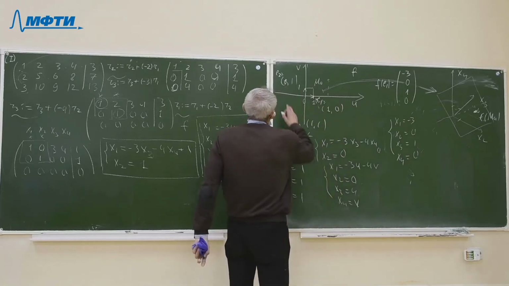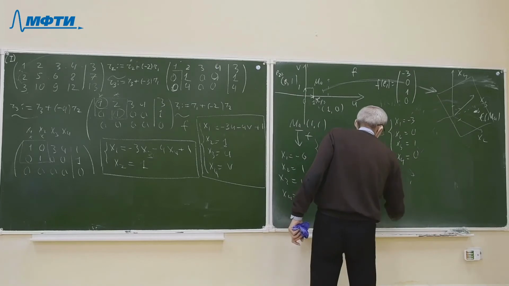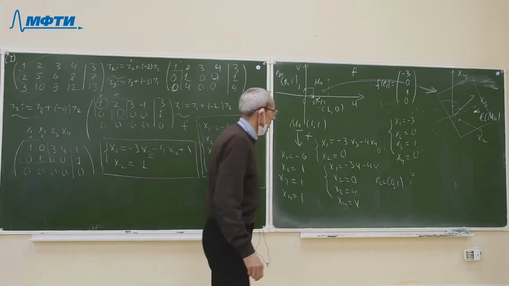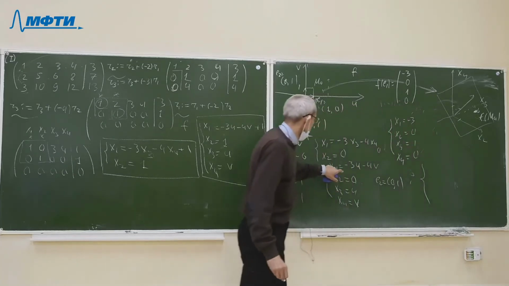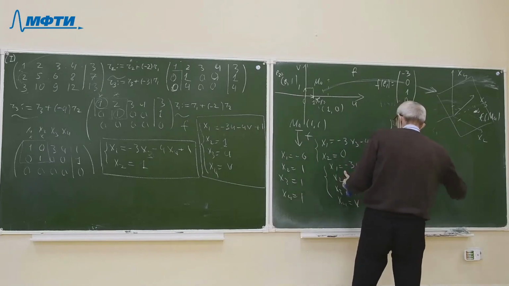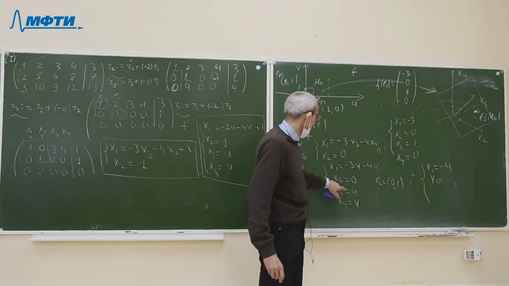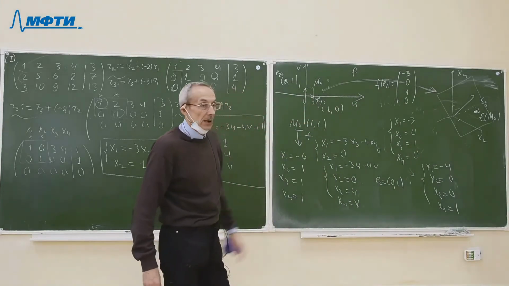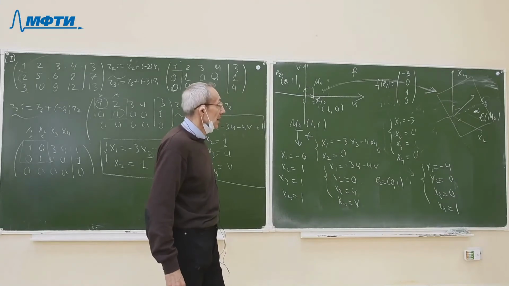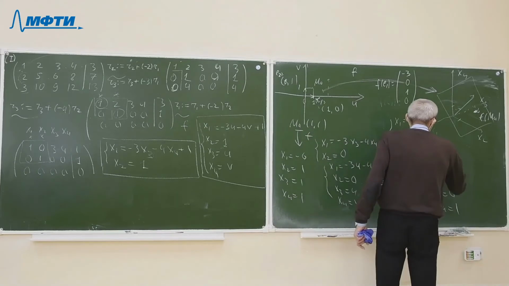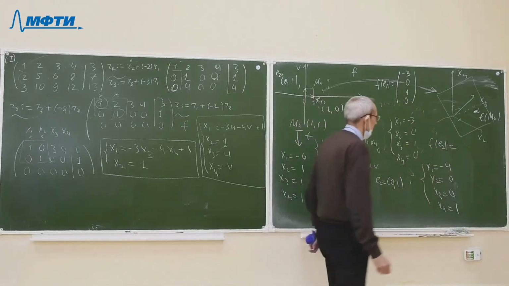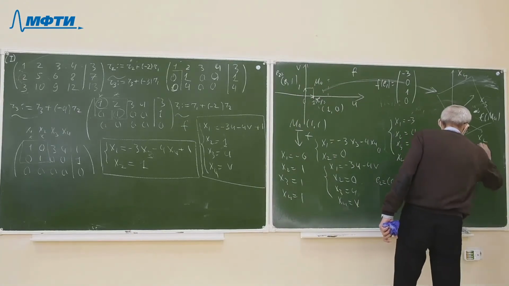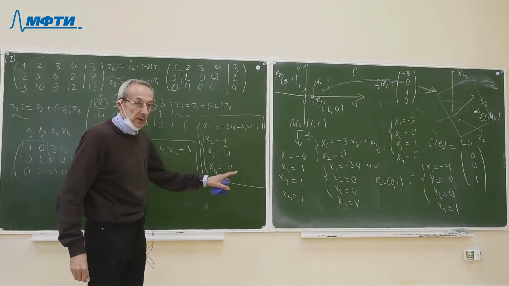The second vector, e2, this vector has coordinates 0, 1. And I substitute these values in this formula, and I obtain the following coordinates: x1 is equal minus 4, x2 is equal 0, x3 is 0, x4 is 1. And I obtain the coordinates of the second basis vector in our plane. This vector has the coordinates minus 4, 0, 0, 1. Do you understand? Yeah?